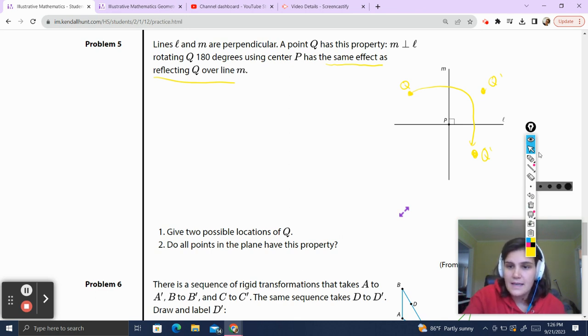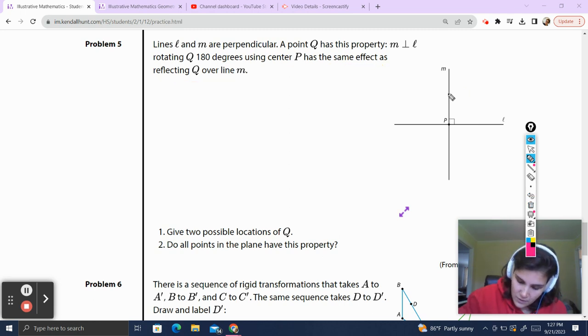For a question like this, I like to try out a few different options that I think might be the answer and check to see if they're right. My first instinct is that Q is going to live on a line, because we know special things happen when we have our points on the line of reflection. So if Q lives here, a reflection over line M is going to put Q prime over there too. But then a 180 degree rotation would put Q prime down there. So that doesn't work.